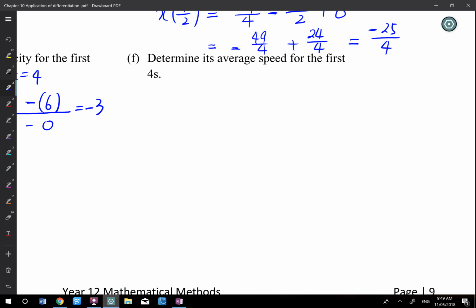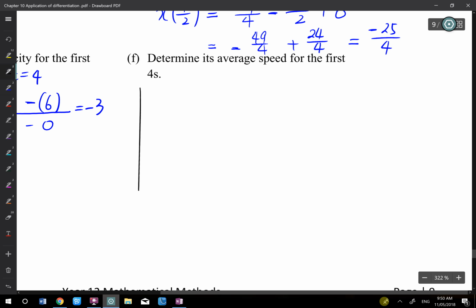What I need is the distance covered in 0 to 4 seconds. So what I can use is the vt graph. Remember, if I add the area under the curve, that will give me the distance. So I can use the vt graph.